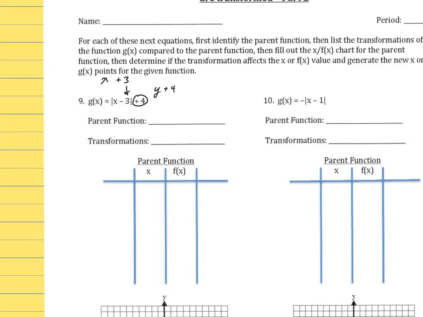So what I want to do is on this little t chart, which is much bigger than a t right now, I'm going to go ahead and write my x plus 3 over here. And over here, I'm going to remind myself to add 4 to every y value. So the parent function of number 9 is what again? Exactly, absolute value.